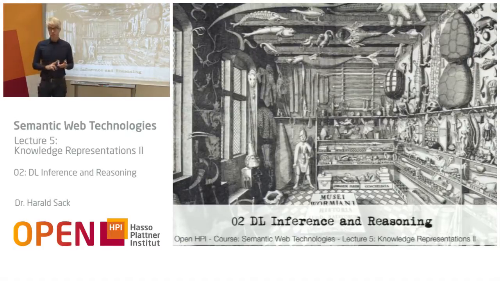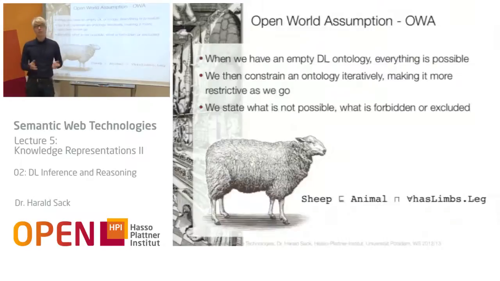And for description logics, we first have to talk about the so-called open world assumption. So what is the open world assumption? If we start modeling in description logics, and we might start with a totally empty ontology, then everything is possible. What we do then is we constrain this ontology iteratively, making it more restrictive as we go. So we state what is not possible, what is forbidden or excluded by refinement.